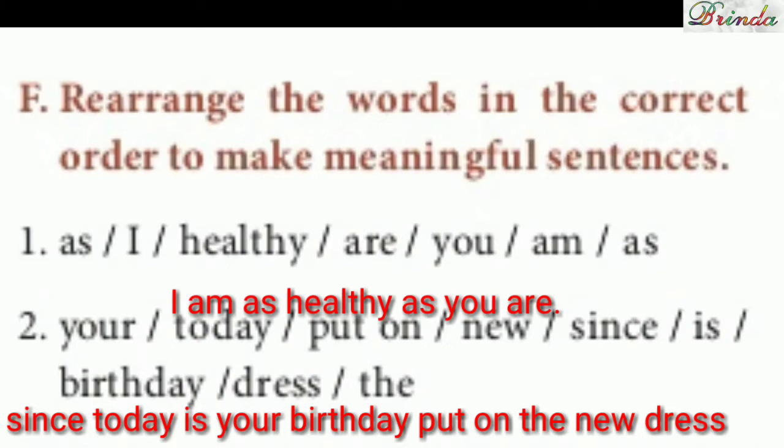The words are as, I, healthy, are, you, am, as. And the answer is, I am as healthy as you are. Second one, you are today put on new since is birthday dress the. And the answer goes like this: Since today is your birthday, put on the new dress.